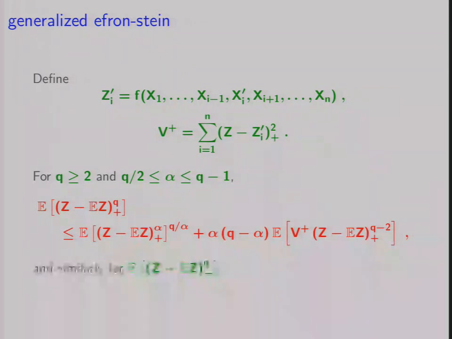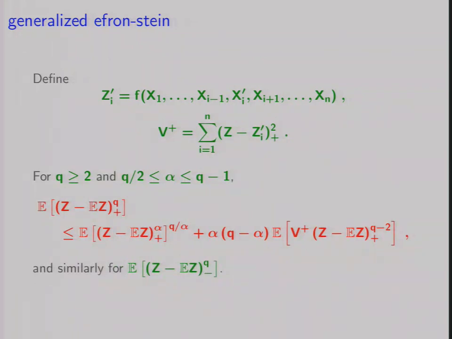It involves, what it says is that the qth moment of Z minus EZ, I only look at the positive part because I want to prove inequalities for the probability that Z is greater than its expected value by more than t. And if I do this, one way of using Markov's inequality is that I look at Z minus EZ, the positive part, to the power of q divided by t to the power of q. Right?